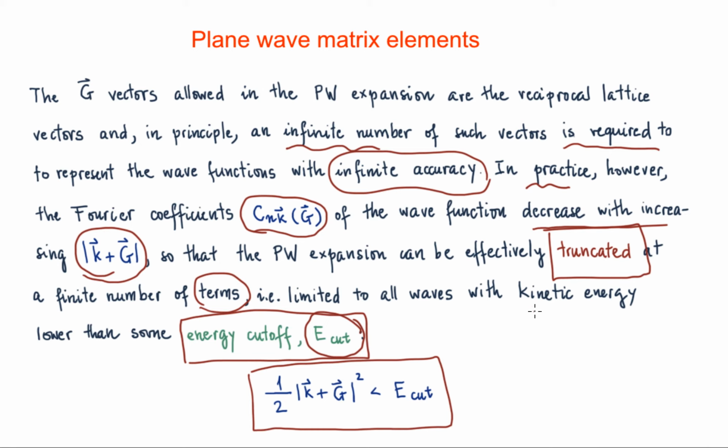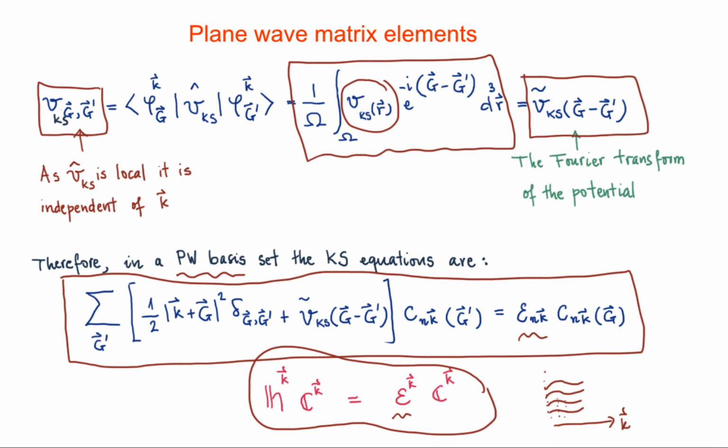And of course, once you have truncated that, you have finite matrices, and then you can calculate the eigenvalues and the eigenvectors associated to each different k vector in order to obtain the bands, the electronic band structure associated to this periodic solid.